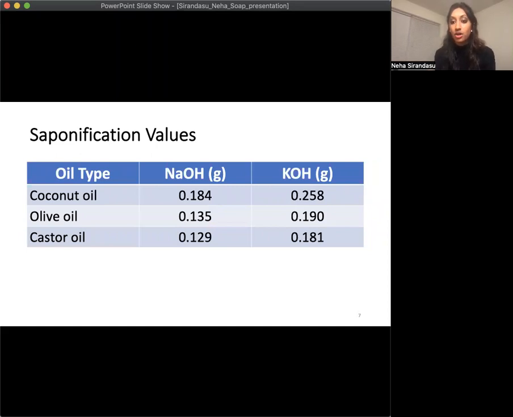So the most important part in soap making is knowing how much lye to use. Too much lye can be really harsh on the skin and cause irritation. So for a full saponification reaction to occur, the number of moles of lye must be equal to the number of moles of fatty acid chains in the oil. So in order to determine that precise amount of lye required, we need to use the oil's saponification value. As you can see on the chart, each oil has a different SAP value depending on whether KOH or NaOH is being used.